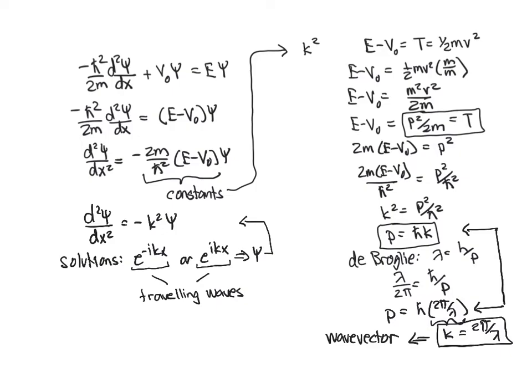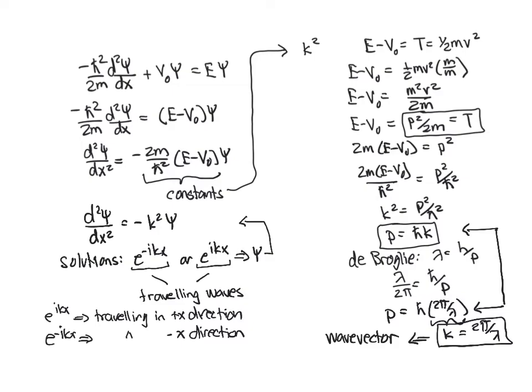And when I have e to the positive ikx, I have a traveling wave that is traveling in the plus x direction. And when I have e to the minus ikx, I have a traveling wave that is traveling in the minus x direction. So one of these describes a particle that has a momentum of h bar k and a wavelength of 2 pi over k, and is traveling in the positive x direction.